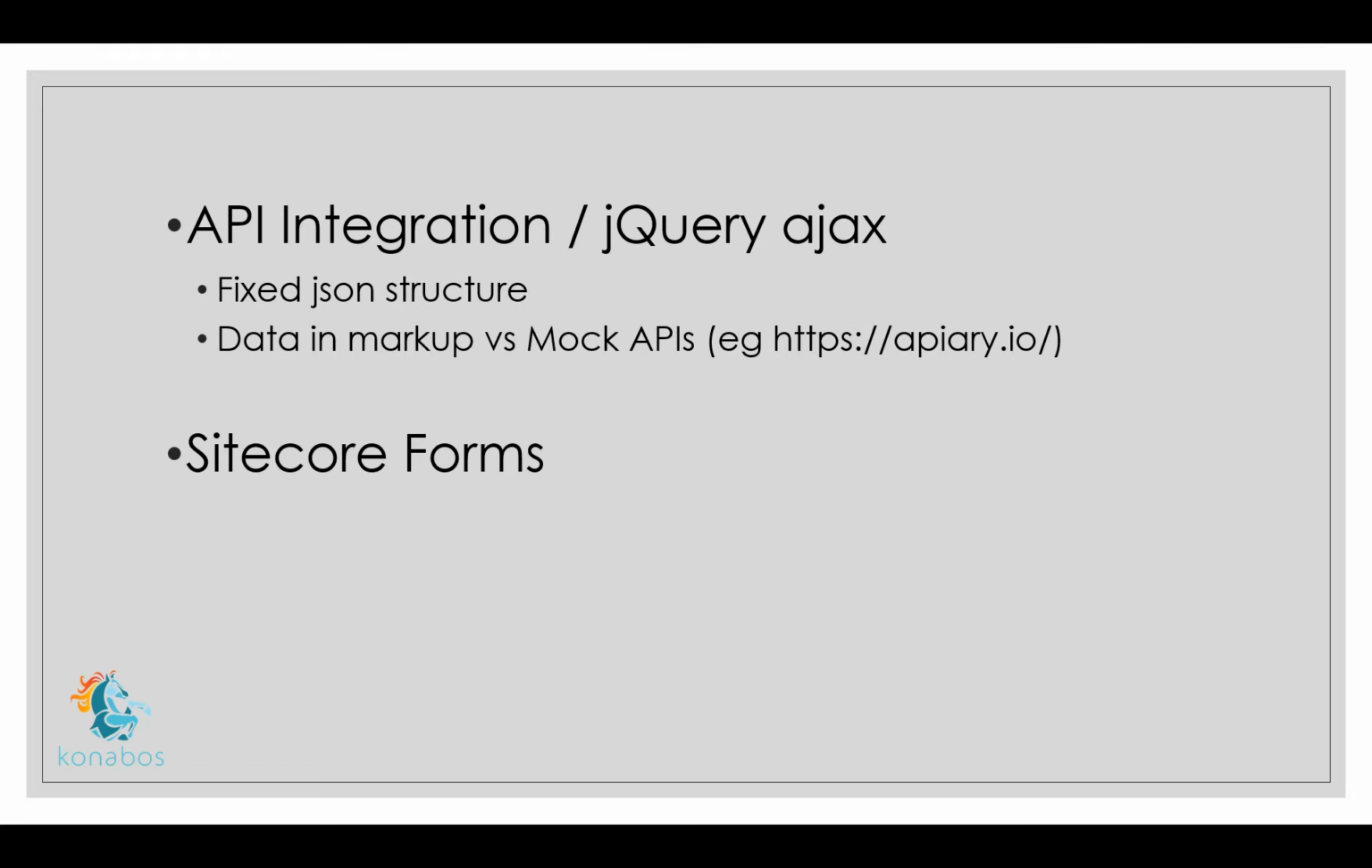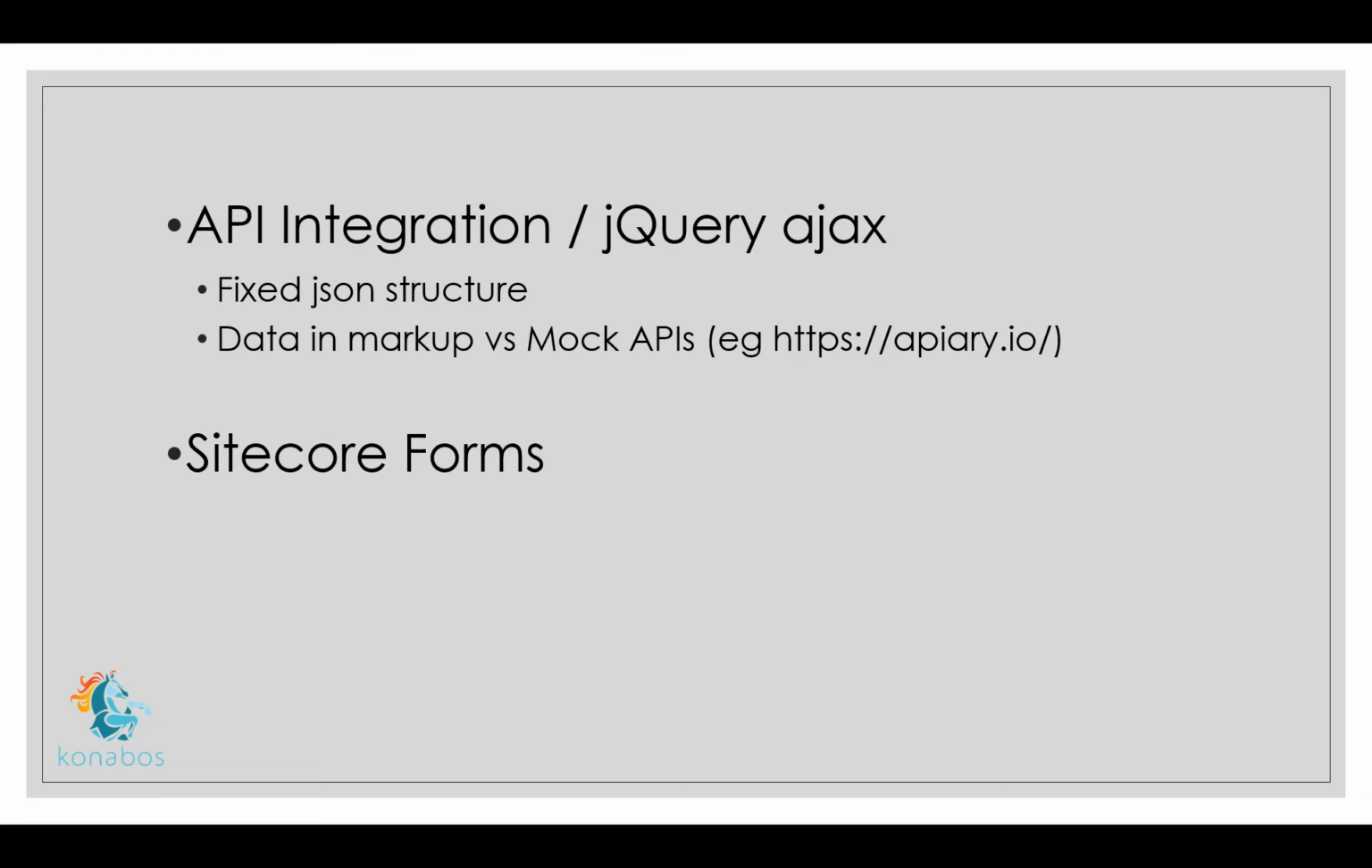So ideally, you would fix the JSON structure and put the JSON in the markup if that's what is decided, or you create a mock API if you're going to go the API route. And you have a lot of tools out there. One such tool helps in mock API hosting. So you basically have a mock API URL, and it returns whatever sample JSON that you have provided over there as well.